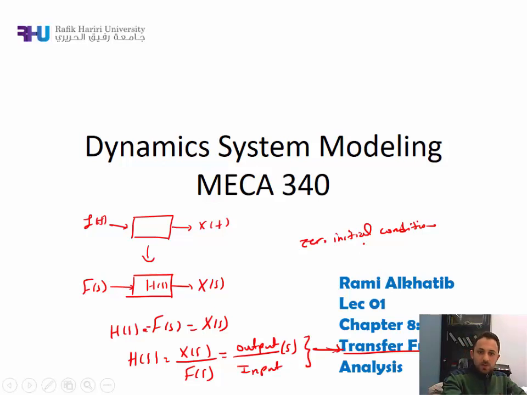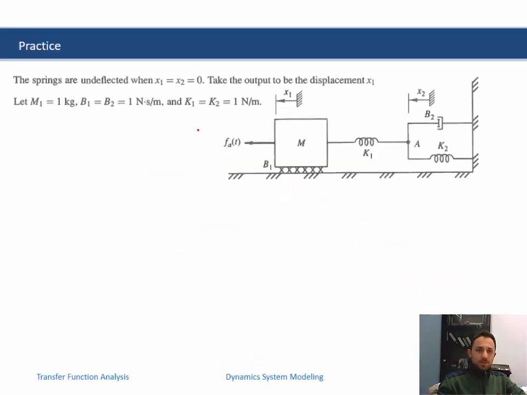So to make our understanding concrete, let's go into a practical example. Consider the following system. You have a mass, an input force f of t, and you have two outputs, the displacement of this node and the displacement of the mass x1. But we are interested only in one output. The output of the system is x1, and of course we have zero initial conditions. The parameters, or mechanical components of the system, are given to us.